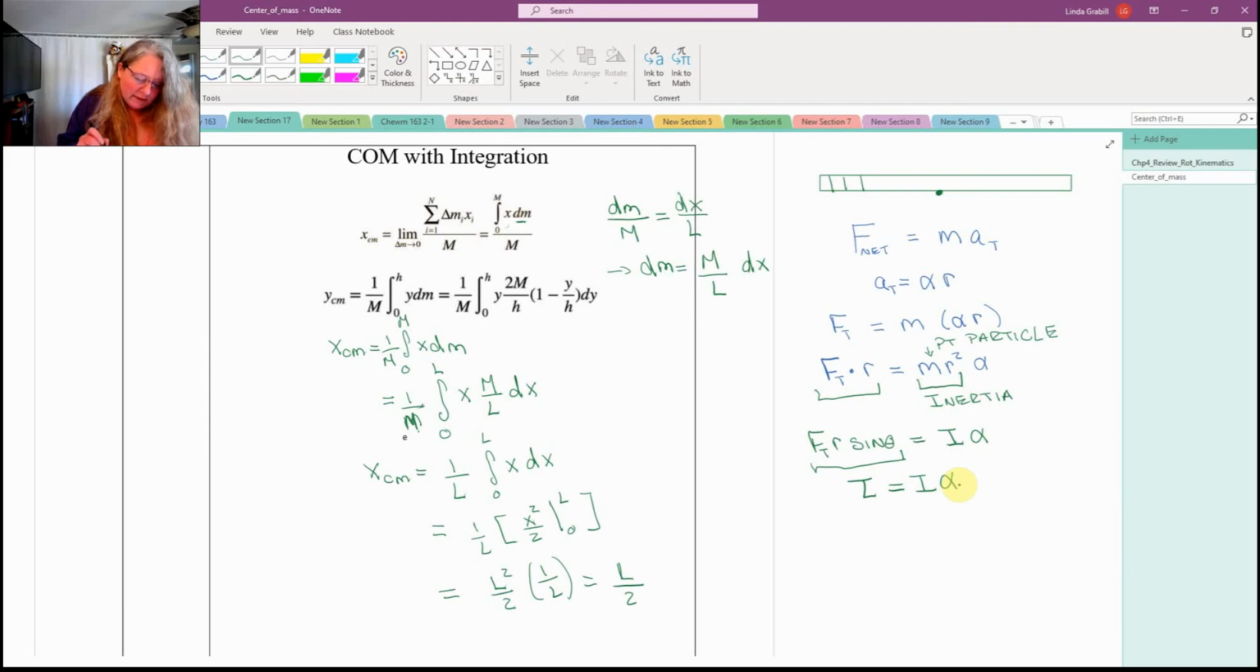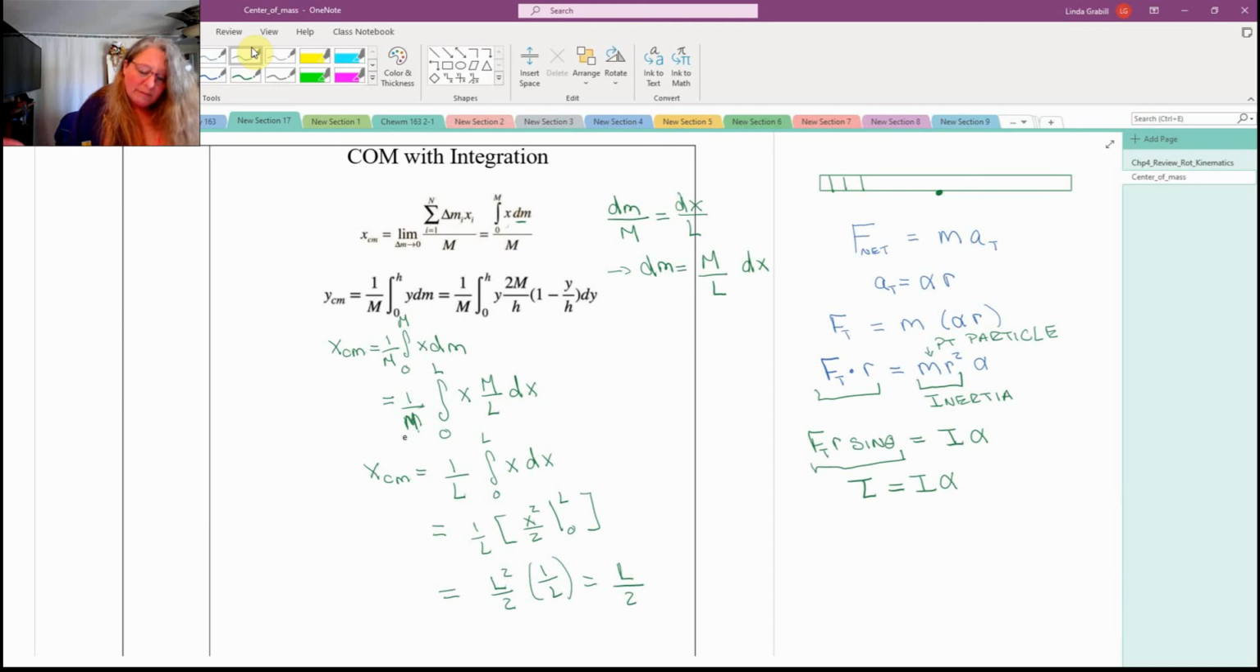I can use this thing that I've done with my center of mass, and for my center of mass, we divided by the total mass. For inertia, we're not doing that, because inertia is looking at how something rotates, how hard or how easy it is to get something to rotate.